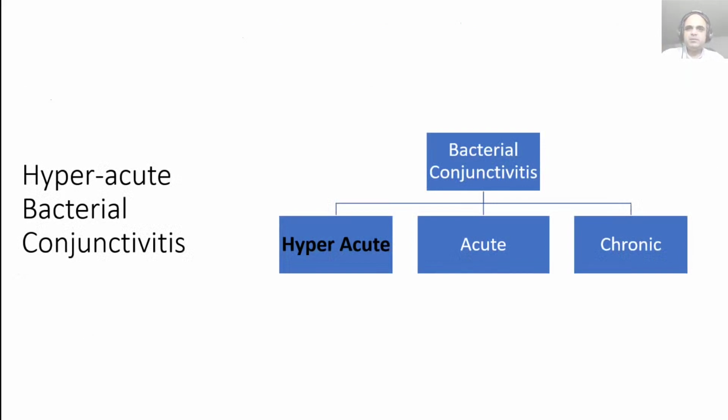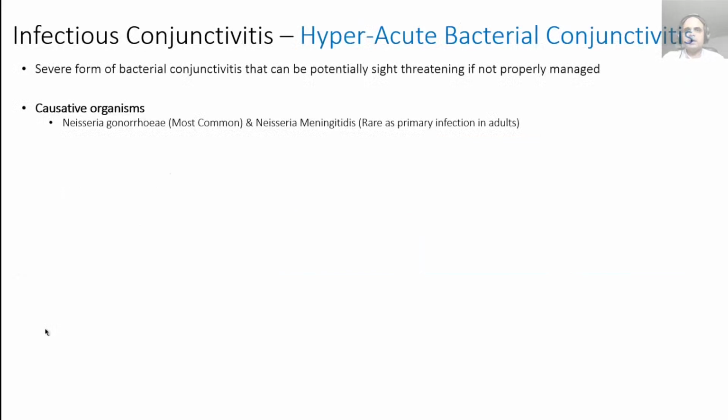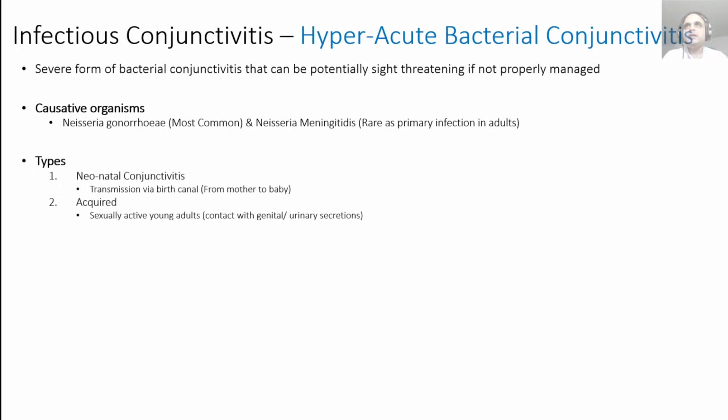Should have started with hyperacute, but a hyperacute bacterial conjunctivitis is a severe form of bacterial conjunctivitis that has the potential to cause sight loss if not properly managed, and we'll see how that happens. And the most common organism that causes a hyperacute bacterial conjunctivitis is Neisseria gonorrhea. In rare cases, it can also be caused by Neisseria meningitidis, but that disease is much, much milder and rare in adults.